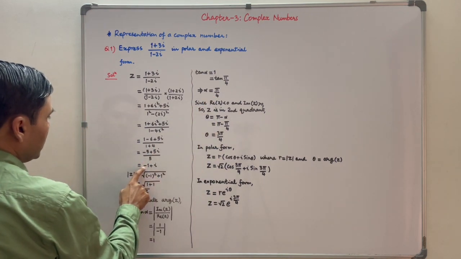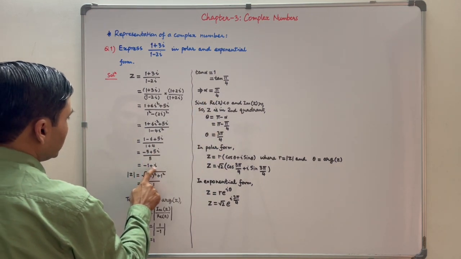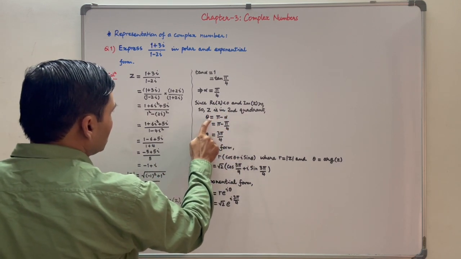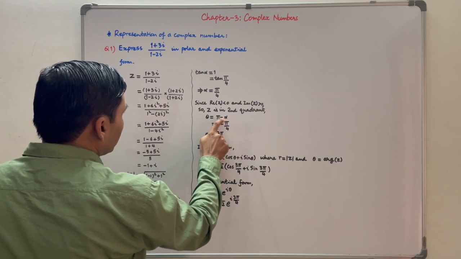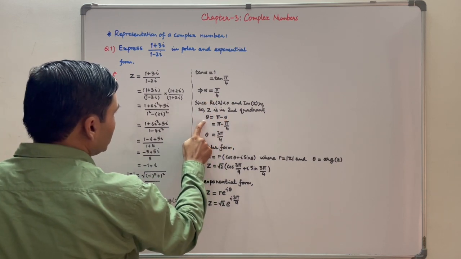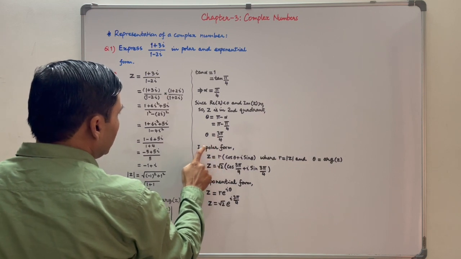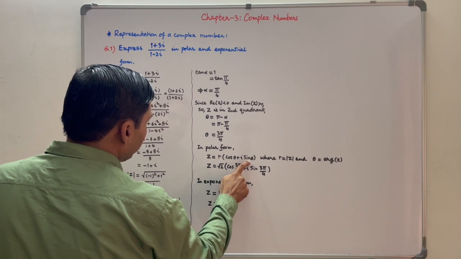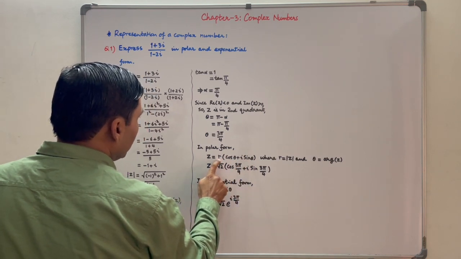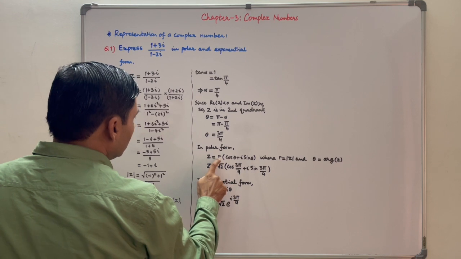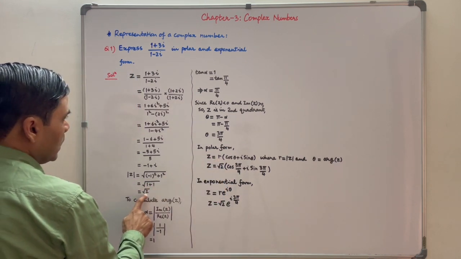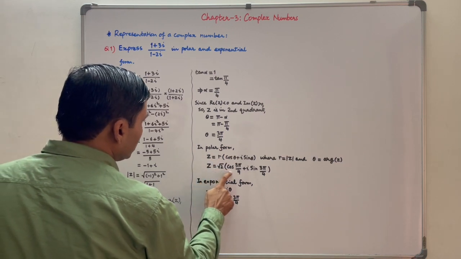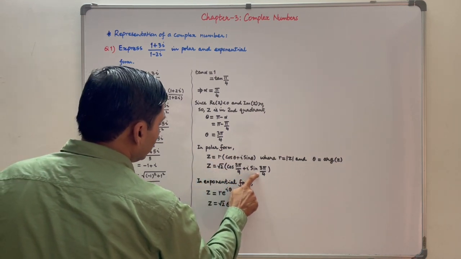Here real part of z is negative and imaginary part of z is positive. So z is in second quadrant. That means theta is equal to pi minus alpha. We have calculated alpha as pi by 4. So theta is equal to 3 pi by 4. In polar form, z is equal to r cos theta plus i sin theta, where r is equal to mod z and theta is argument of z. So r is equal to under root 2 and theta is equal to 3 pi by 4. So z is equal to root 2 cos 3 pi by 4 plus i sin 3 pi by 4.